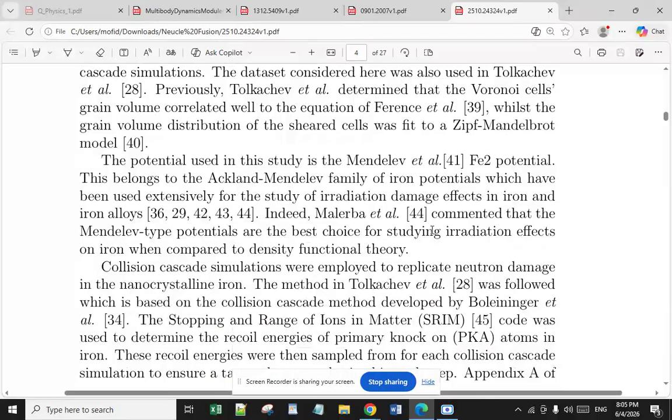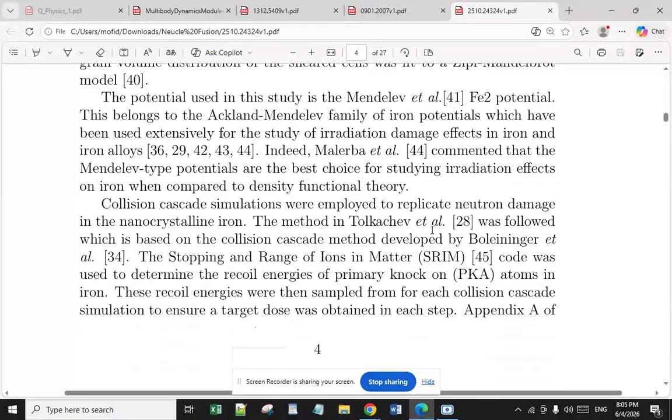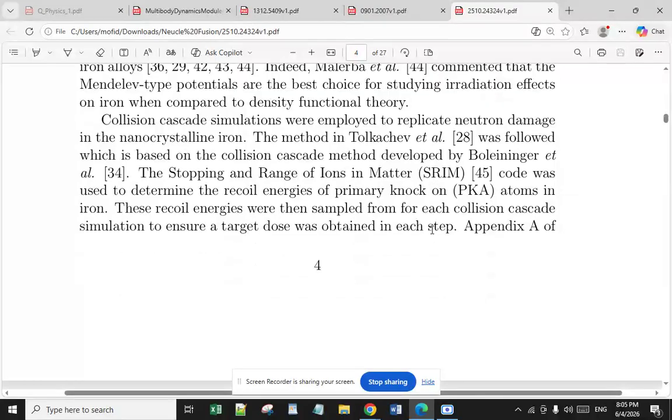model. The potential used in this study, the Mendelev and his colleagues iron 2 potential, belongs to the Ackland and Mendelev family of iron potentials, which have been used extensively for the study of radiation damage effects in iron and iron alloys. Indeed, Malerba and his colleagues commented that the Mendelev-type potentials are the best choice for studying radiation effects on iron when compared to density functional theory.